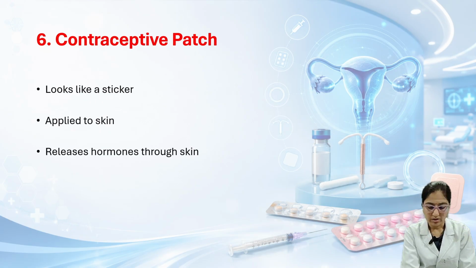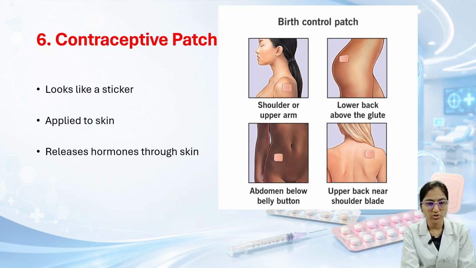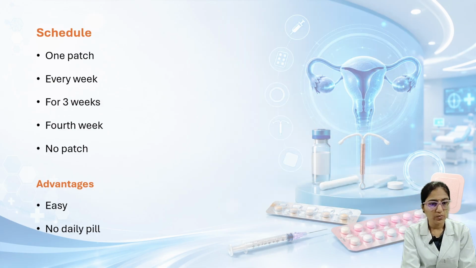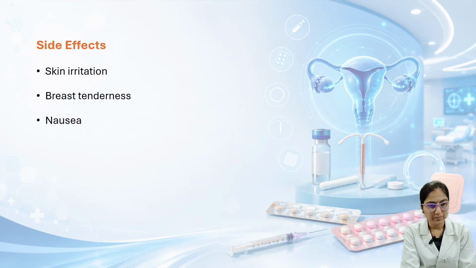Next, the contraceptive patch. It looks like a sticker applied to the skin and releases hormone through the skin. The schedule is one patch every week for 3 weeks, and the fourth week no patch. Advantages: easy, and no daily pill. Side effects: skin irritation, breast tenderness, and nausea.